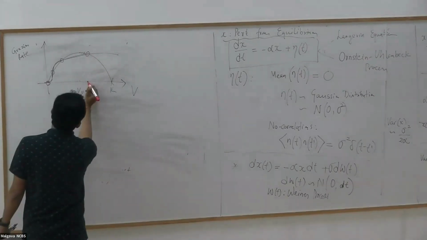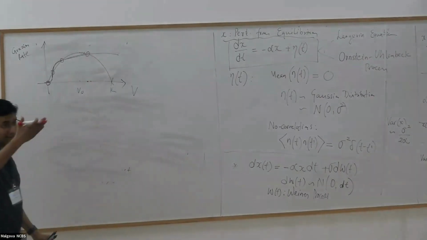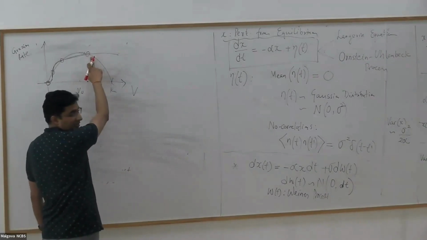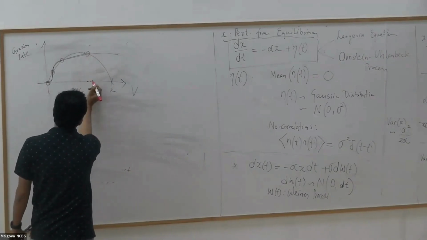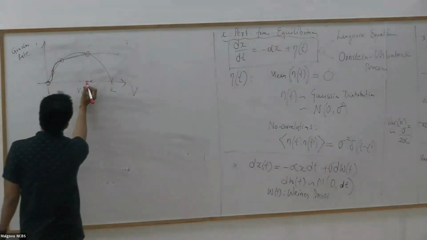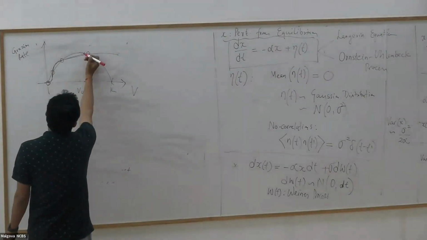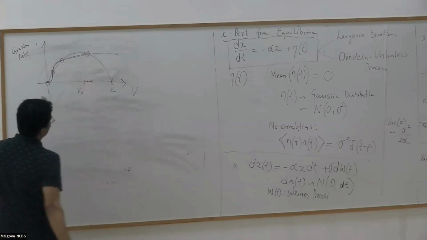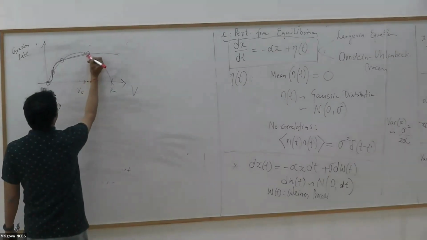Okay, so if I make a perturbation to a higher value, what happens? The grazing exceeds the growth. So therefore, this has to come back. On the other hand, if I make a perturbation to the left, the growth exceeds the grazing. So therefore, it comes back. Therefore, this has to be a stable equilibrium.